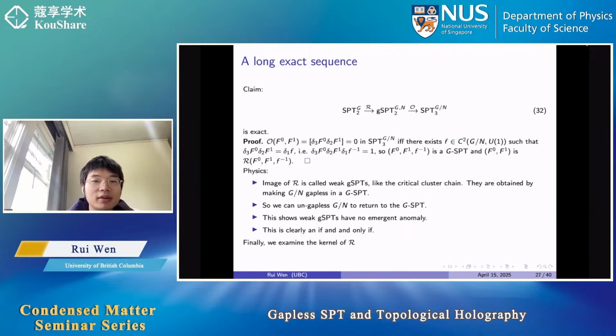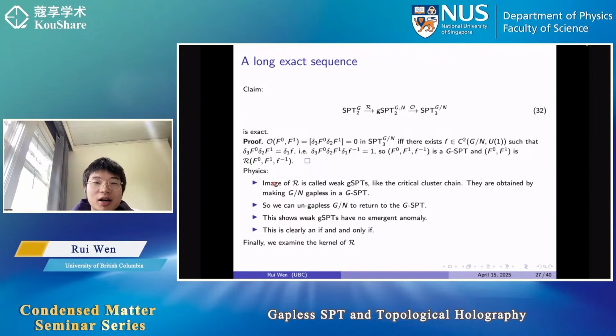Okay, the claim is that we have this exact sequence. So this means that a gapless SPT has no anomaly if and only if it comes from an SPT. Okay, so this is a mathematical proof. You can check. But let's just talk about the physics.